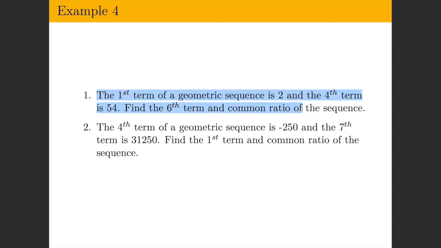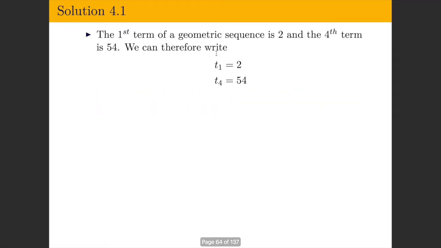Let's go back to example 1. The first term of the geometric sequence is 2, and the fourth term is 54. We write this as T1 equals 2 and T4 equals 54. If we let Tn have the form Ar to the n minus 1, we get two simultaneous equations from these two results. The first result says T1 is 2, which means A is 2. The second result, because T4 is 54, tells us that Ar cubed is 54.